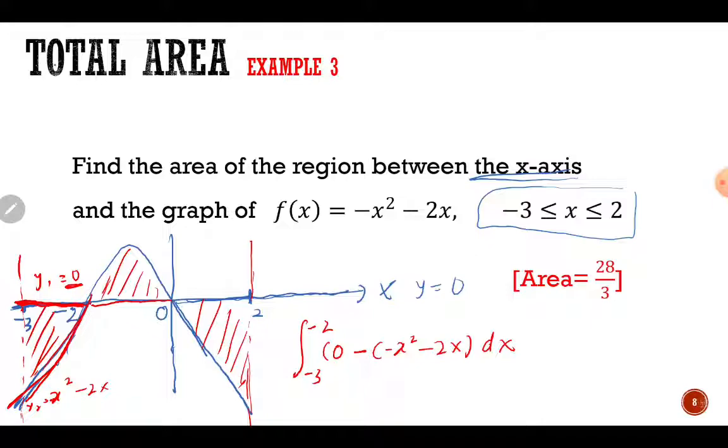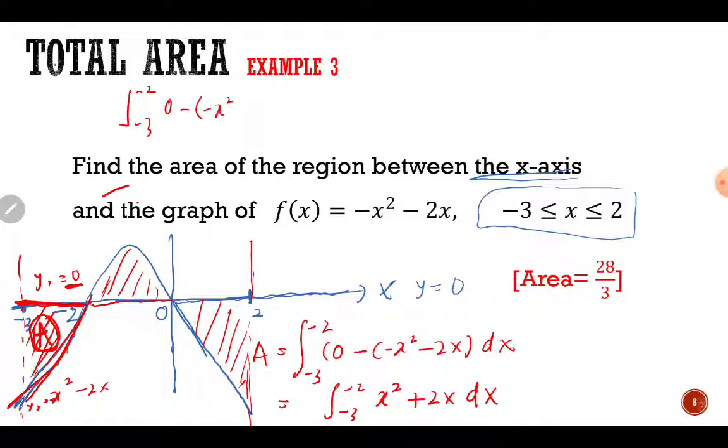Nampak tak? Ni region A katakanlah. Region A. So the integration, you have to find the integration. This is for A. Okay, negative 3 ke negative 2. Maknanya the integration become x square tambah 2x dx. So, saya tulis siap kat sini. Negatif 3 ke negatif 2. Kosong tolak negatif x square minus 2x dx.